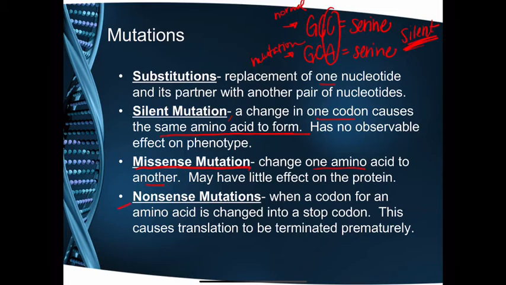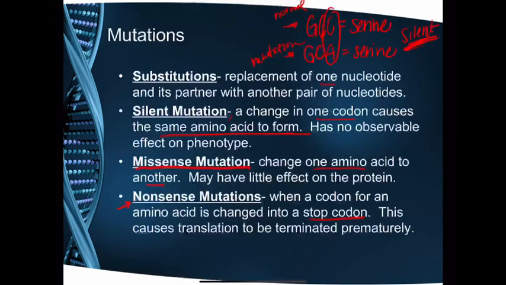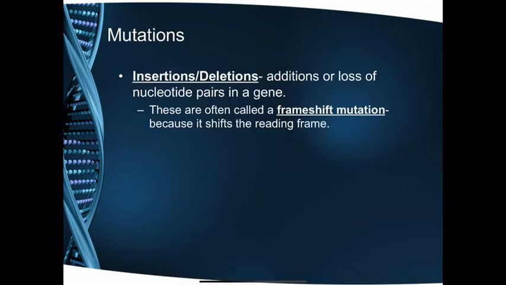Now, next is a nonsense mutation. A nonsense mutation is when you have an early stop codon. Let's talk about another type of point mutation. Remember, we said point mutations could be a substitution, an insertion, or a deletion. So insertions and deletions are also categorized as frame shift mutations, and that's because they shift the reading frame, okay? In an insertion, we add an extra amino acid. In a deletion, we take away an amino acid.